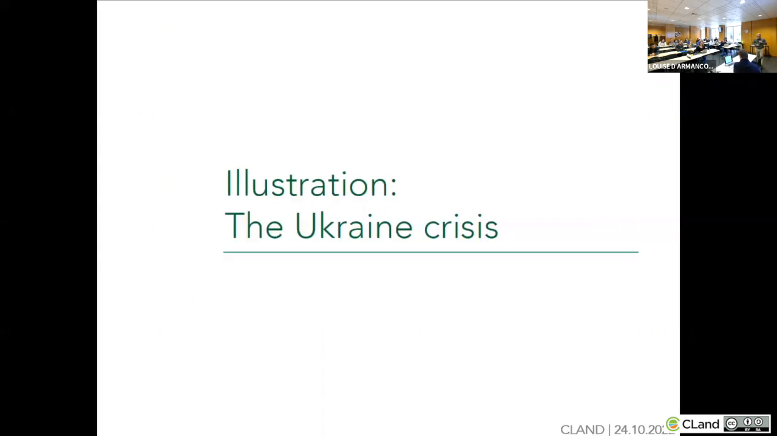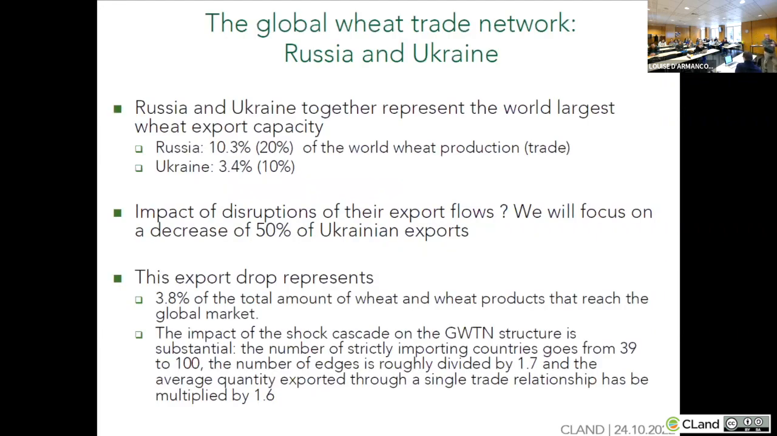I will try to illustrate this model on the Ukrainian case. We started, and I will discuss this later, with a 50% cut of Ukrainian export. Let's see what happens. Only this Ukrainian export cut of 50% has a huge effect on the network. It's almost 4% of the total amount of wheat that reaches the global market, and it changes the network a lot. One country, an important one, of course, but you divide the export by 2, which is not a negligible number, and it has a huge effect on the network.